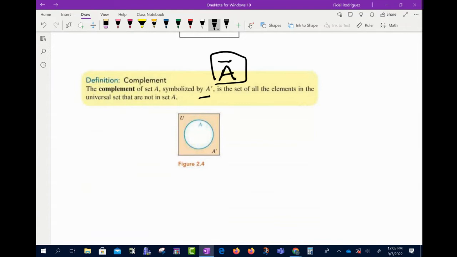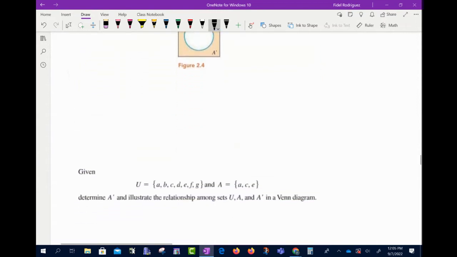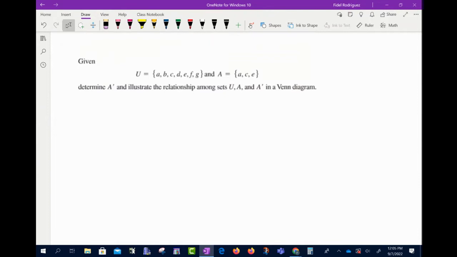And the complement is everything that's in the universal set that's not in the set A. So basically, A complement says, give me everything that's not in A, okay? And we're going to do an example of that right here. So I've got a problem here, and it says, given, here's my universal set, y'all. The universal set has the letters A, B, C, D, E, F, G, and the set A has the letters A, C, and E. What we want to do is determine A complement and illustrate the relationship among the sets U, A, and A complement in a Venn diagram.